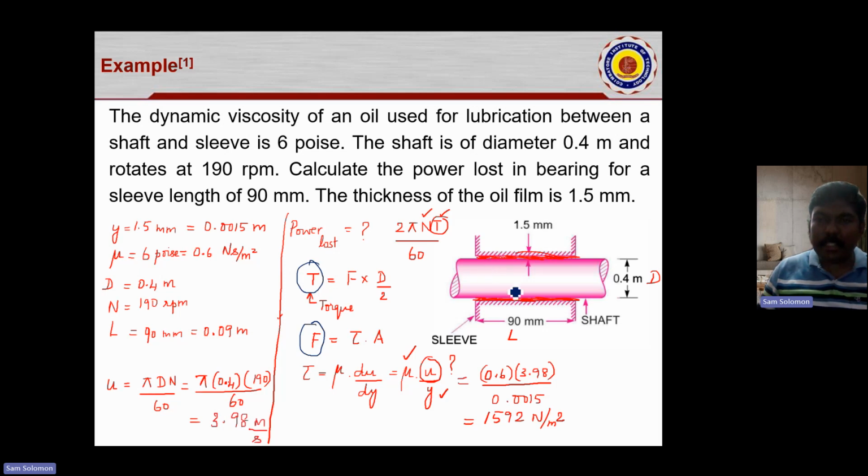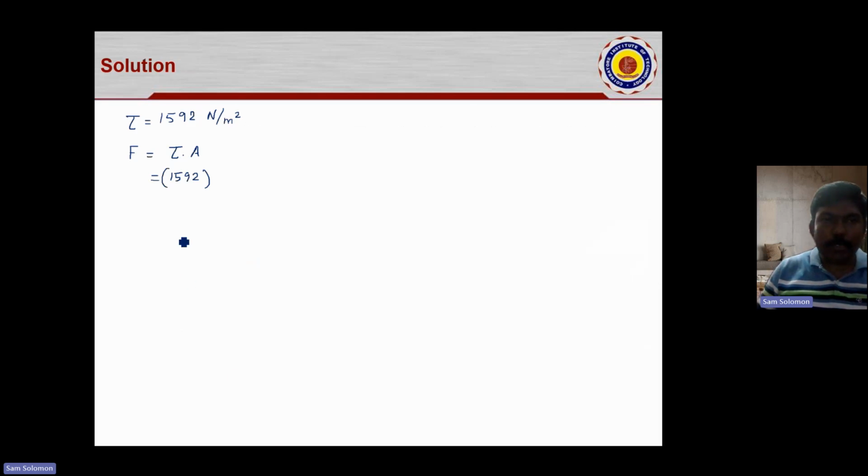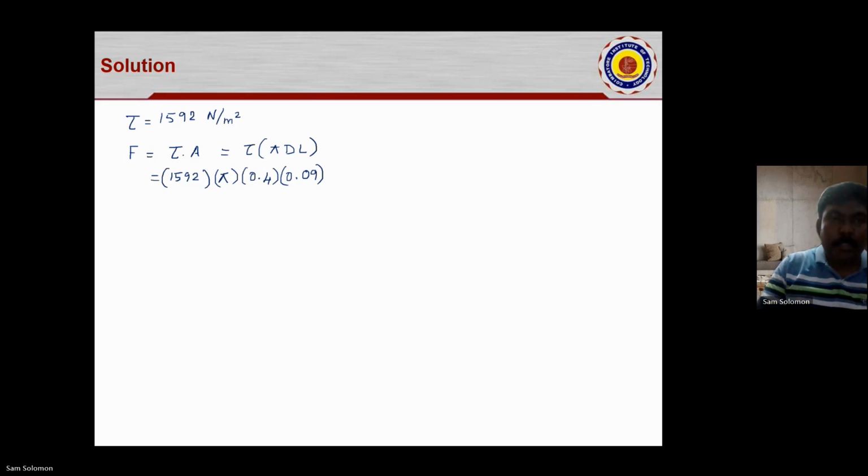The area is going to be the circumferential area. So that is pi dl. So we have to use the equation tau times pi dl. And so 1592 multiplied by pi, diameter is 0.4 and the length is 0.09. If you remember, it was 90 mm. So it is 0.09 meters. So now using the calculator again, we will be able to get the value as 179.96 Newton. So this gives me the value of force.